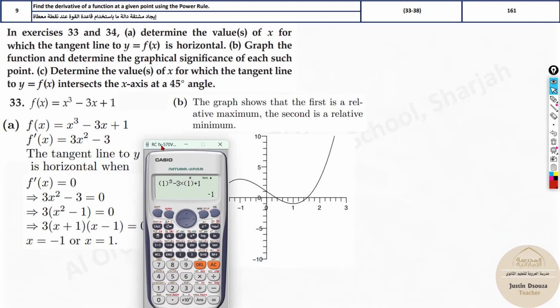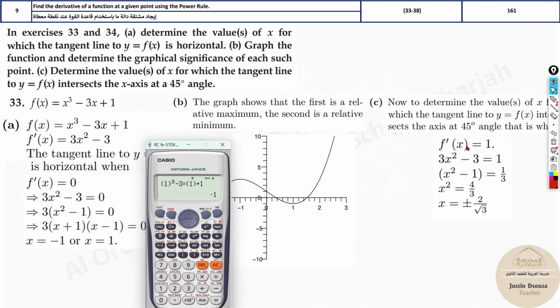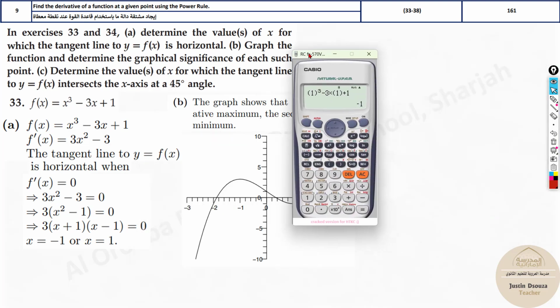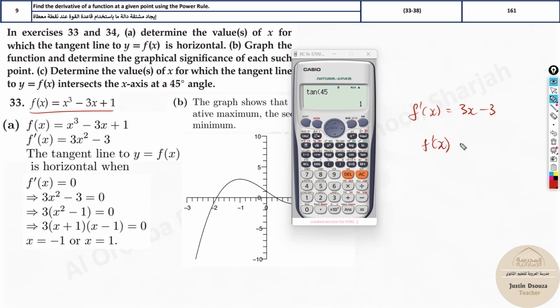That's basically it. And the last part, what is the f dash value equal to? I told you right at the beginning, it will be equal to 1. How? If you just see the tan 45 degrees is equal to what? 1. So now let's first derive the given function. The function is over here. So what you need to do is derive it. F dash of x equals 3x minus 3. Now, f dash of x, the slope of the tangent line, will be equal to 1.